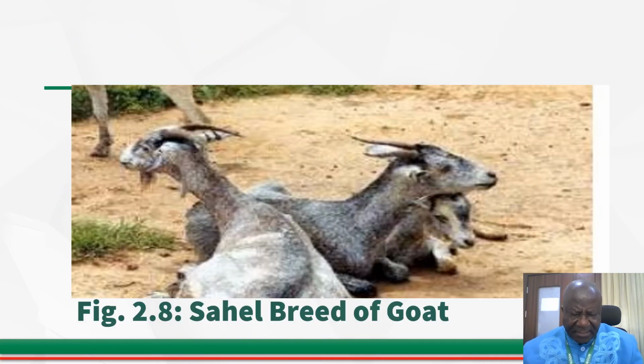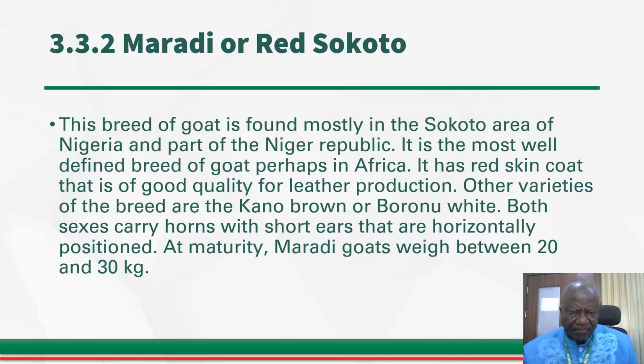This is a typical picture of a Sahel breed of goats, Maradi or Red Sokoto. This breed of goat is found mostly in the Sokoto area of Nigeria and part of Niger Republic. It is the most well-defined breed of goat perhaps in Africa. It has a red skin coat that is of good quality for leather production.